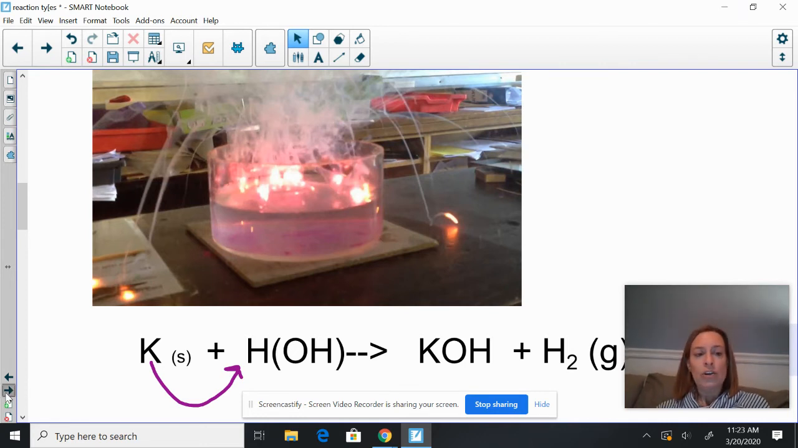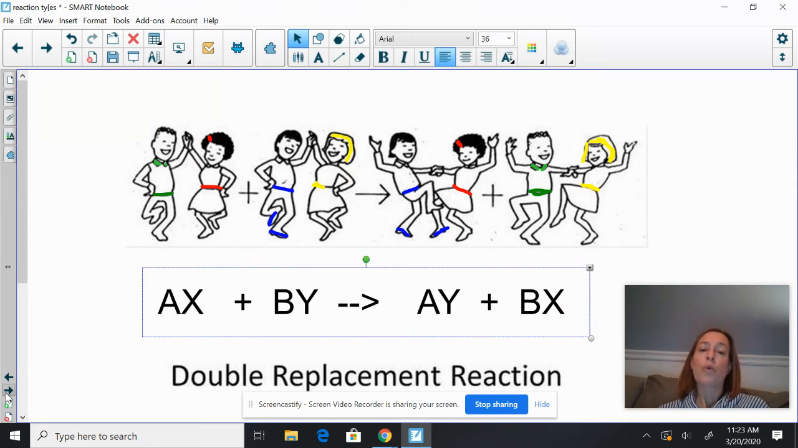And finally, our double replacement reactions are our fourth type of reaction. What makes these different from single replacement is that two things are getting replaced or exchanging places. In this analogy, we have this guy wearing green and this guy wearing blue. They're going to switch dance partners. So notice over here, they have new dance partners. How does this relate to chemical reactions? Well, these couples represent compounds.